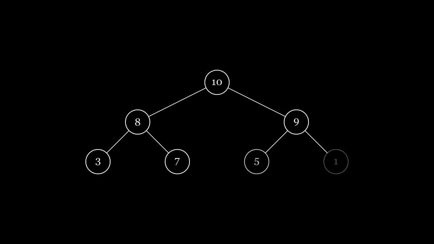A max-heap flips the rule. Every parent is greater than or equal to its children. Now the largest value lives at the root. Same shape, same completeness requirement, just inverted comparison. In Python, the standard heapq module only gives you a min-heap. To get a max-heap, you push the negatives and negate again on pop, a classic interview trick.